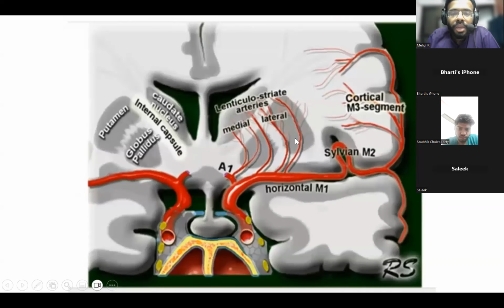So again, going back to the M1 segment, you see these lenticulostriate arteries. These are very, very small arteries, but they are supplying a very, very important area of the brain.